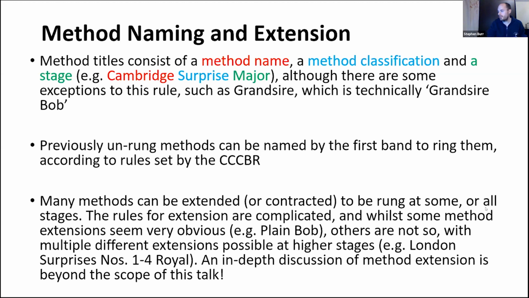A good example of this is London Surprise. So there's London Surprise Major, which some people may have rung in the past, but there isn't a single London Surprise Royal. There are actually 4 named London Surprise Royals that can all be looked up with slightly different lines. All of them are valid extensions of London Major, and there are probably a number of others which would be valid extensions and just haven't been named.